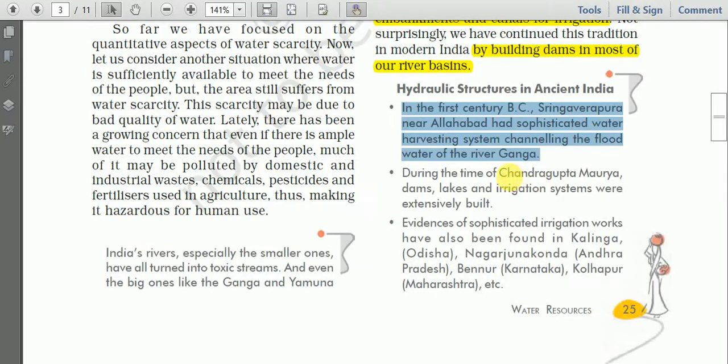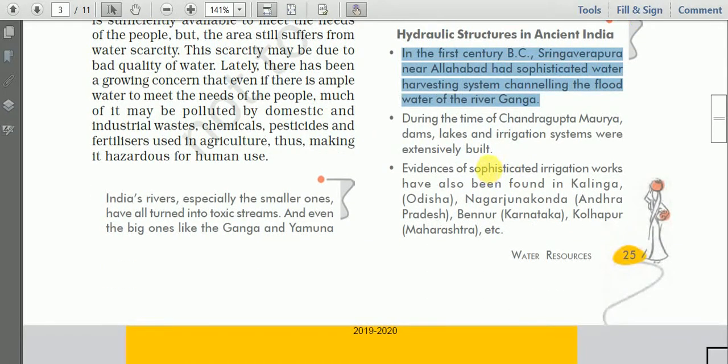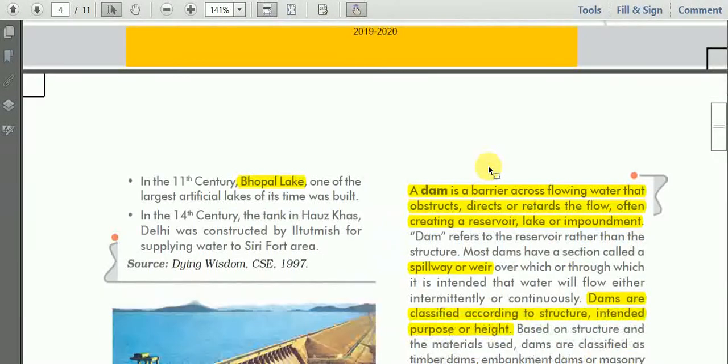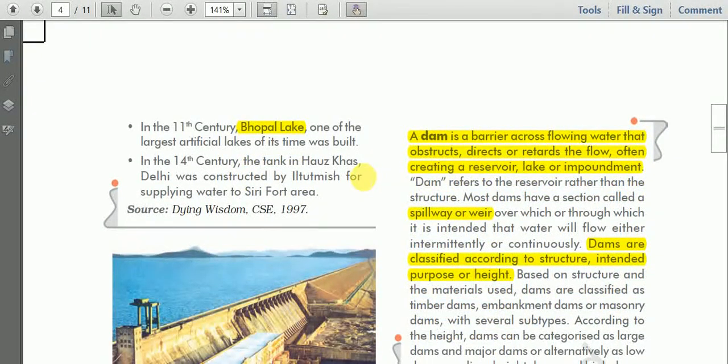The other points are almost the same. During the Chandragupta Maurya period also, dams, artificial lakes, irrigation systems and canals were constructed. So these are the different evidences. Another example is that in Madhya Pradesh, Bhopal Lake was constructed in the 11th century to conserve and manage water, just to store water. So these are the different examples.